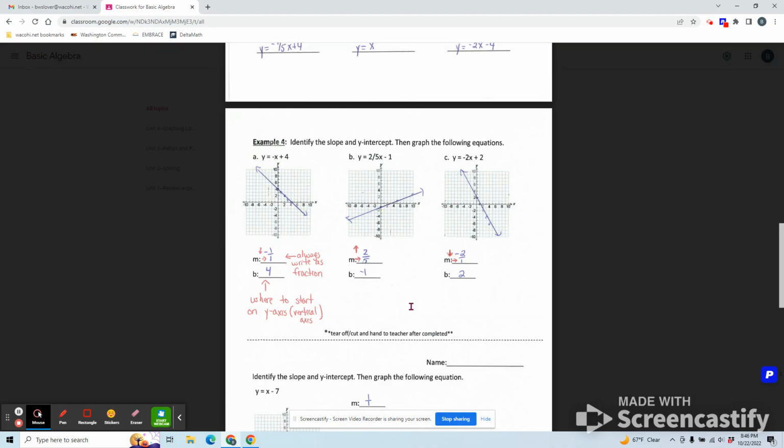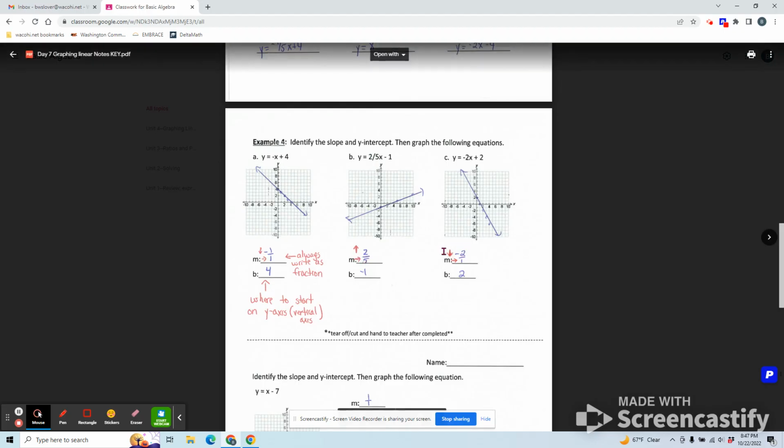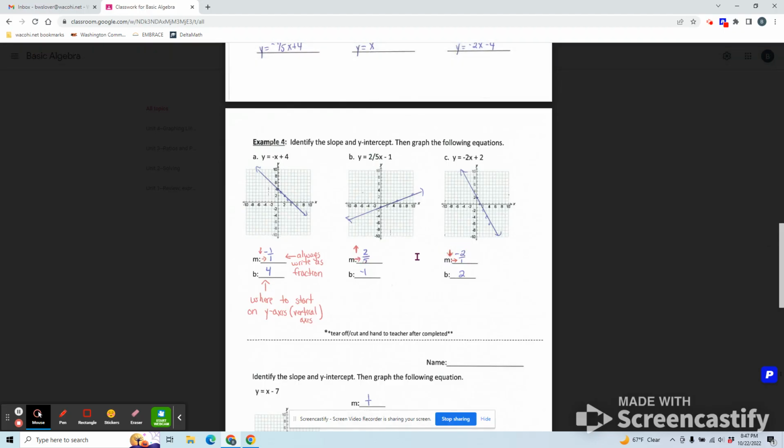Similar for B and C. The red arrows are optional if you want to put that on your notes. That's just to help me graph it. So the positive 2 told me to go up. Positive 5 told me to go right. The negative 2 told me to go down. The positive 1 told me to go right.